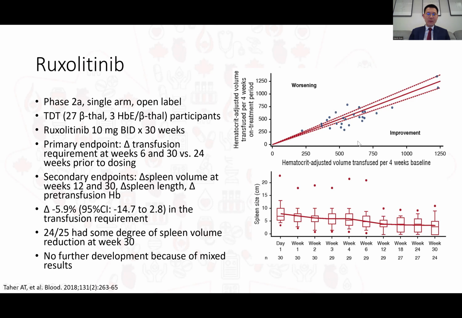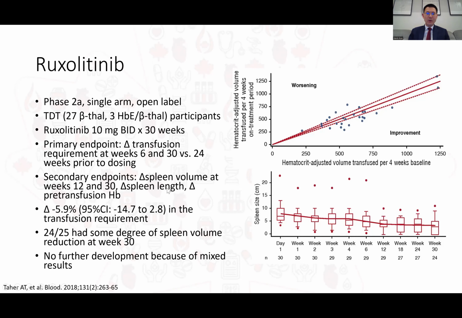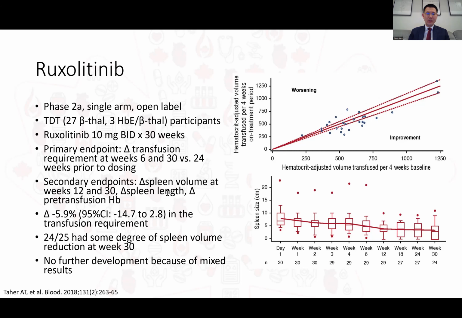Although 24 out of 25 had some degree of spleen volume reduction at week 30, the major purpose of reducing spleen size in patients with TDT is to improve pre-transfusion hemoglobin and the related reduction in transfusion needs, where Ruxolitinib has been shown to have limited effect. No further development was planned as a result of the mixed results.